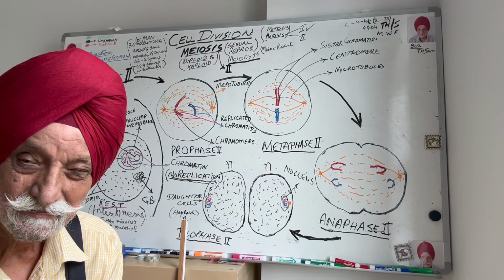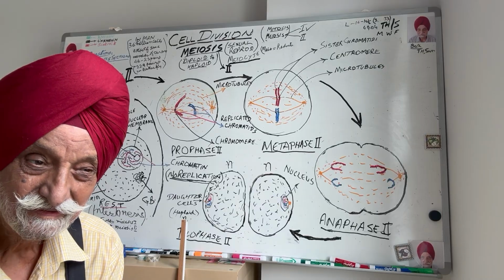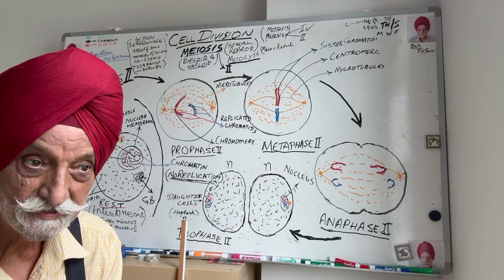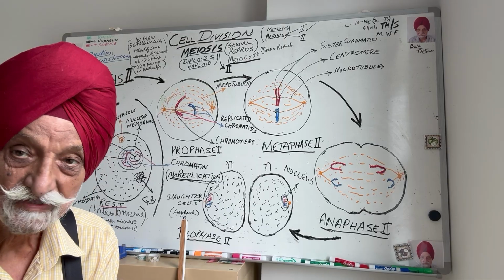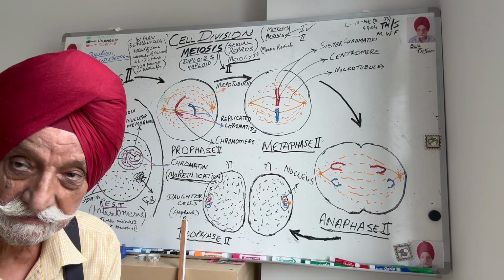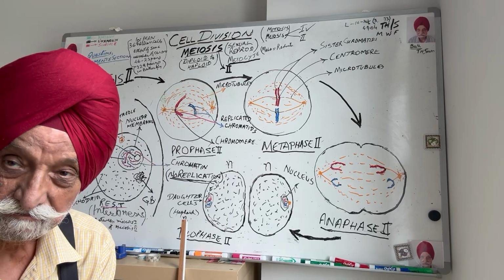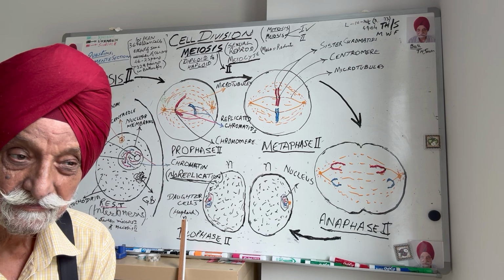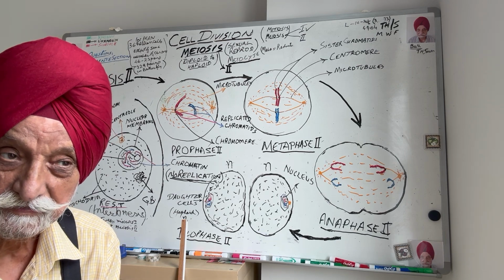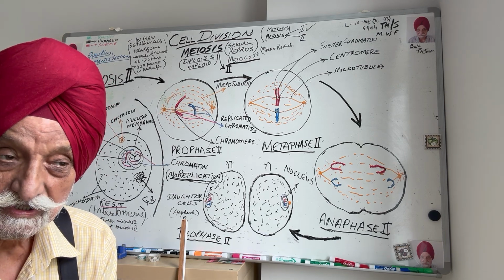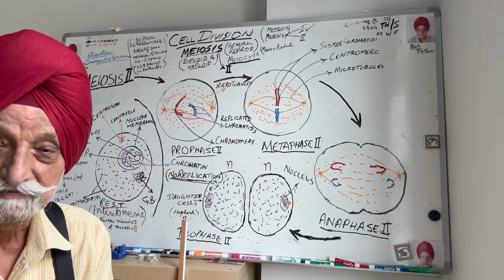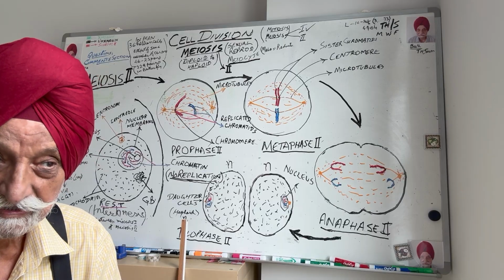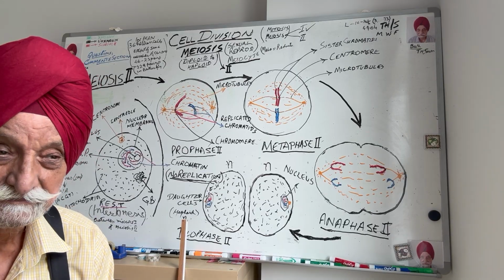We started with meiosis, if you remember, and I have finished meiosis 1. I told you that meiosis takes place in two stages, meiosis 1 and meiosis 2. We have done meiosis 1. Now, before I start with meiosis 2, I would like to review what we have done in meiosis 1 so that you can better understand.